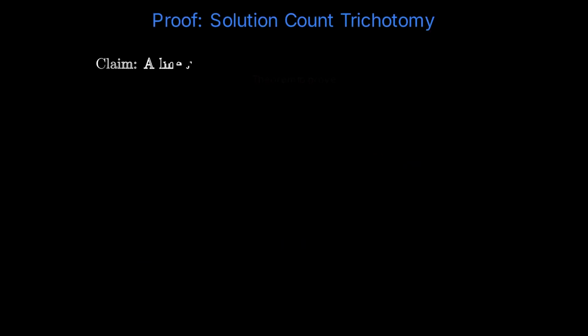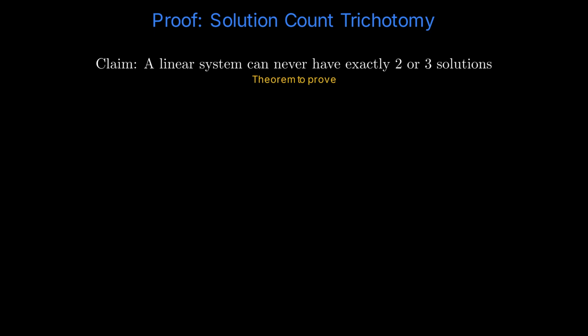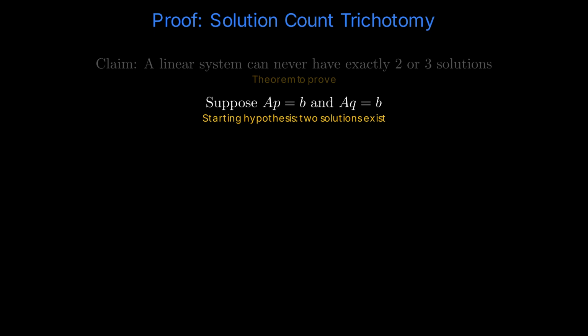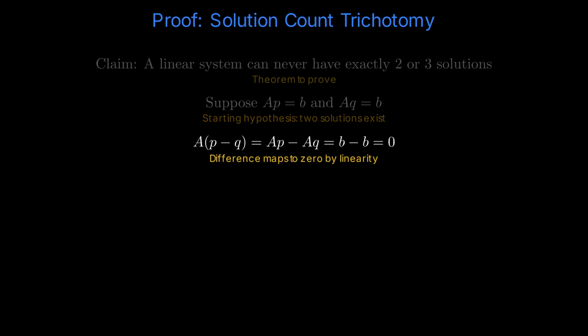Here's a fact worth understanding. A linear system can never have exactly 2 or exactly 3 solutions. Let me show you why. Suppose P and Q are both solutions to AX equals B. That means AP equals B and AQ equals B. Now consider the vector P minus Q.